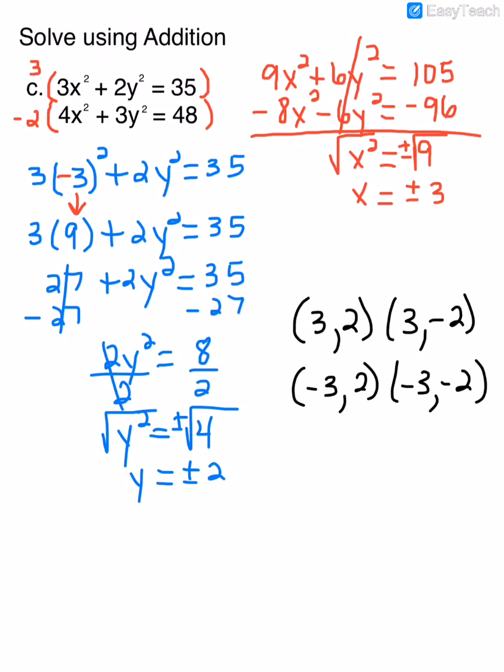So these are my four solutions: (3, 2), (3, -2), (-3, 2), and (-3, -2). These are actually two ellipses, and like I showed you at the beginning, two ellipses can have four solutions. So these are my four solutions.